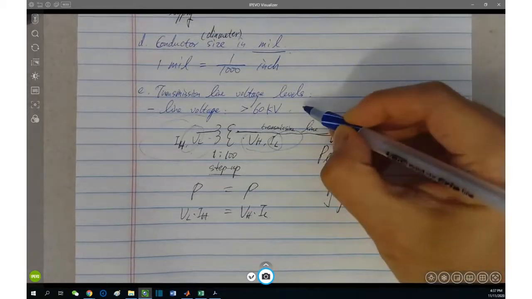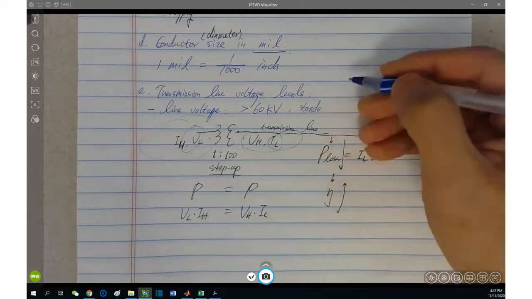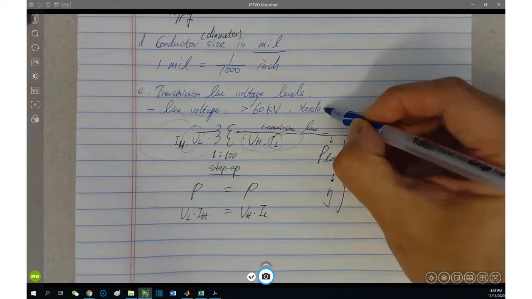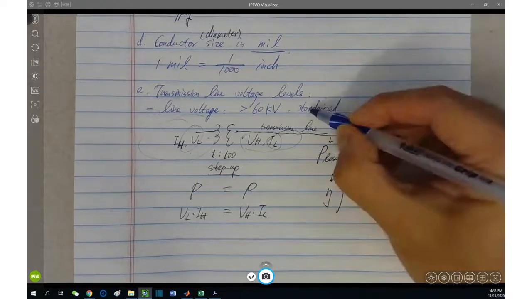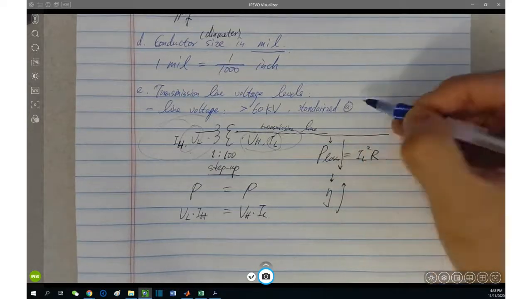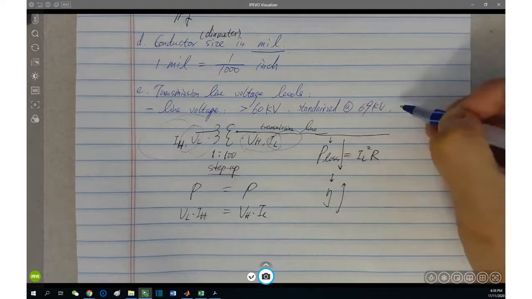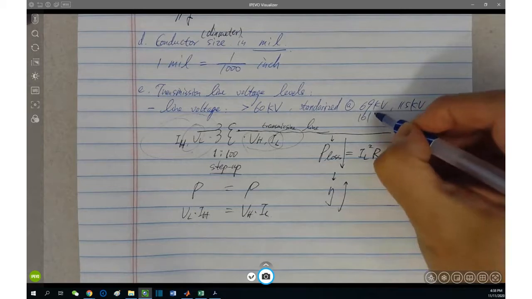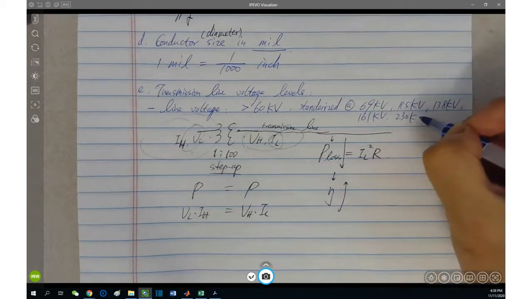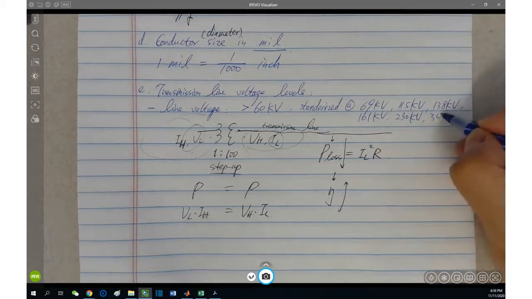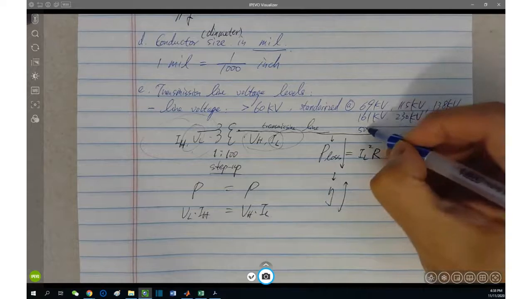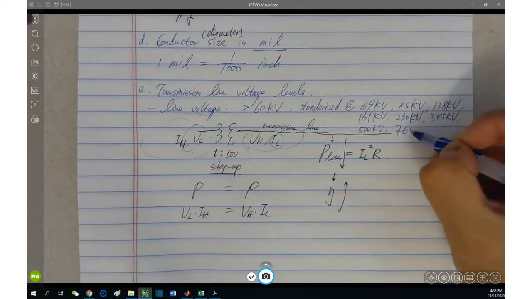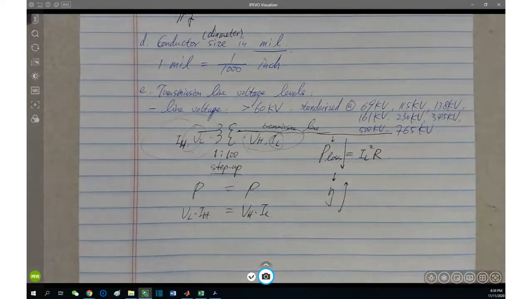But remember, it's not any random value. The values are standardized at 115 kilo, 138 kilo, 161 kilo, 230 kilo, 345 kilo, 500 kilo, 765 kilo. These are the commonly used standardized voltage levels for transmission lines.